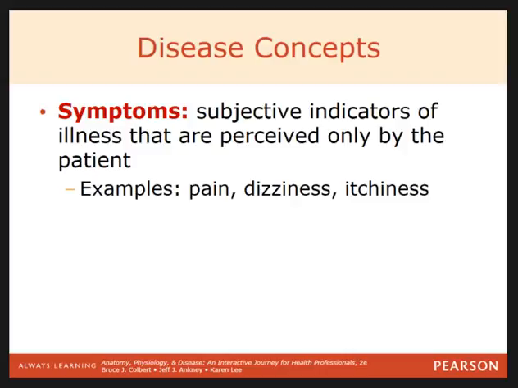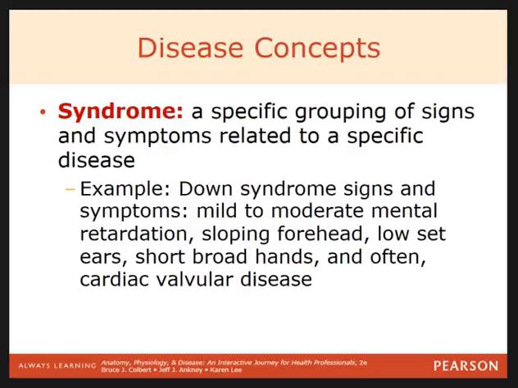Now, when we talk about disease concepts and we put together a group of signs and symptoms that are related to a specific disease, that's known as a syndrome. So we have Reye syndrome, which can occur when somebody has a viral infection, like the varicella virus, and they take aspirin, it can cause a syndrome, which has a certain set of symptoms and signs.